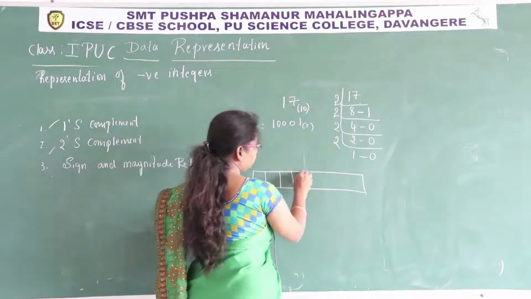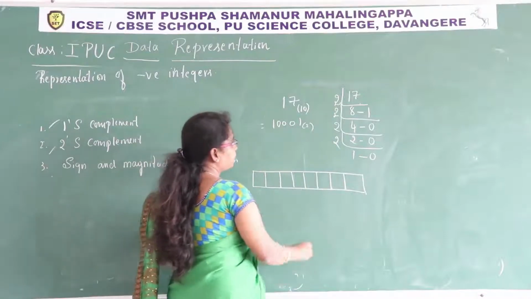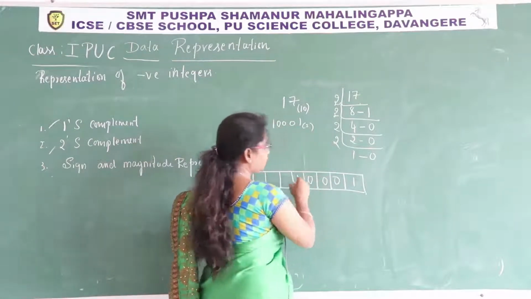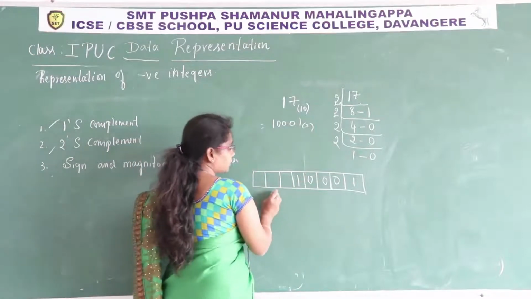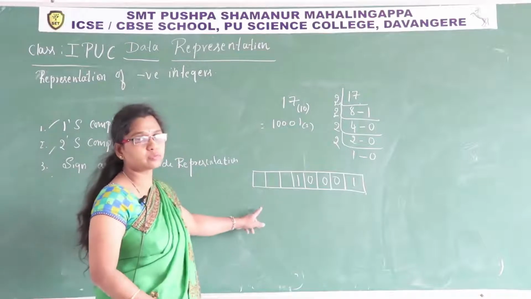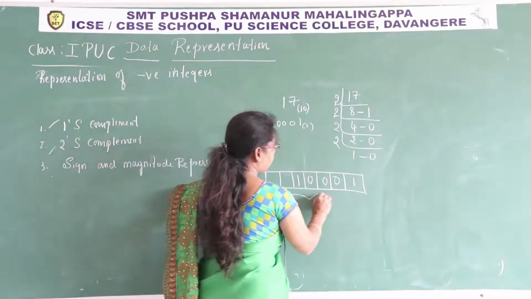1, 2, 3, 4, 5, 6, 7, 8. So we have to write from the LSB 1, 0, 0, 0, 1, and remaining bits. How many bits are there? 8-bit representation. So among these 8 bits, 7 bits are used for magnitude.